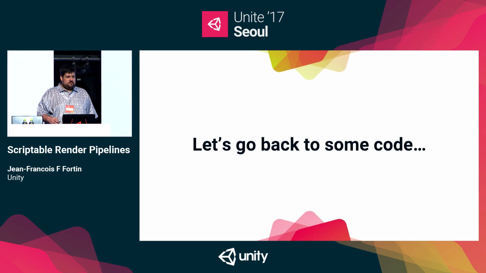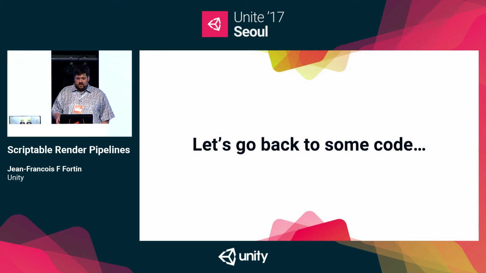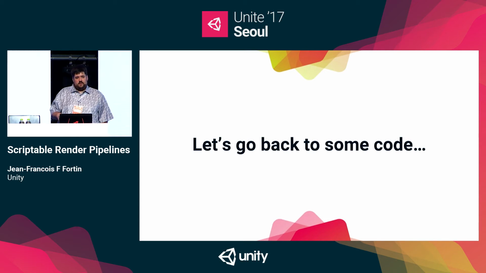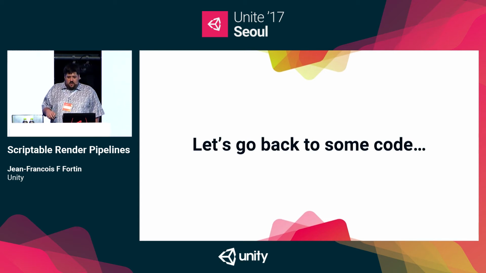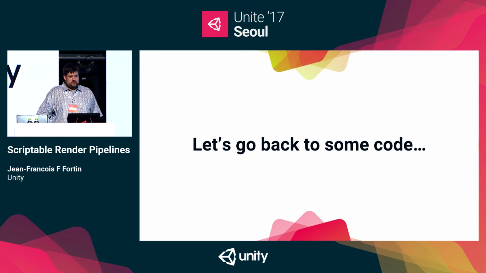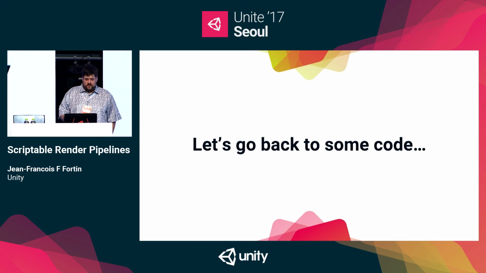So let's go back to some code. I will explain a bit the code that we're going to see here, and I'll go back to Visual Studio and Unity. So I will be showing mostly the scriptable rendering pipeline code. I won't show the shader code itself. The next parts are using the legacy shaders, so the ones that are already provided with Unity.